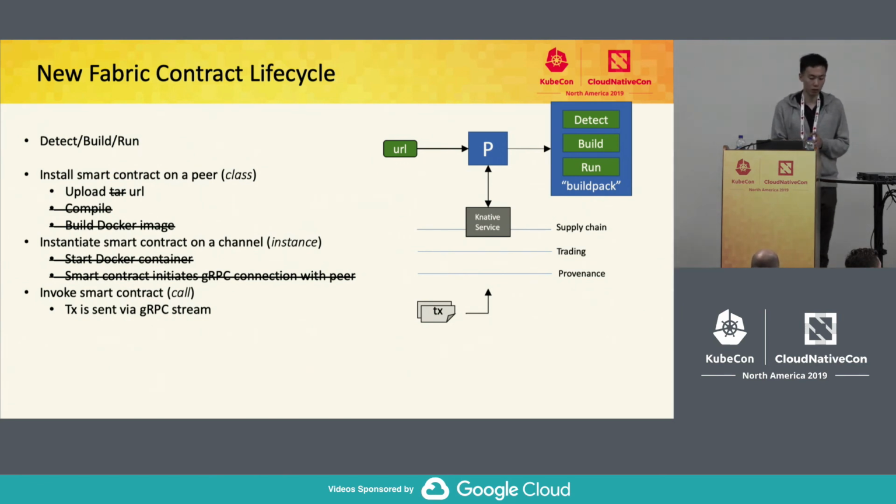We still need the instantiate tool for Fabric, but the instantiation doesn't really do much in terms of the code building or the image building. It is still on the Fabric side, just making sure that the instance of the smart contract is available on the channel. And then the user can now just invoke the smart contract if that contract service is running on Knative.